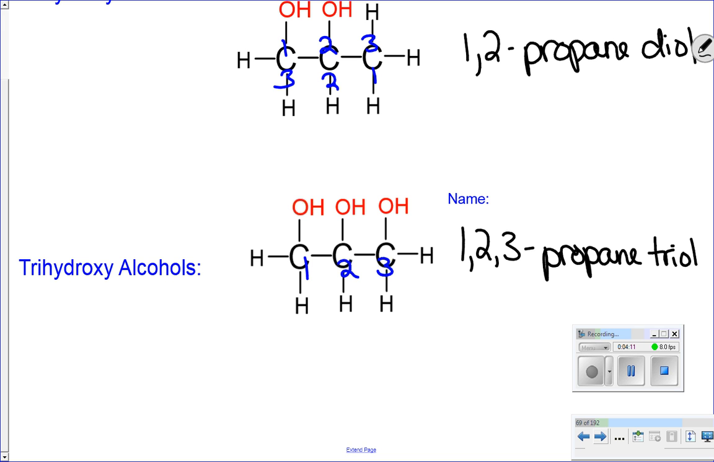When we're naming these again, if it's 2 hydroxy groups, it's diol, 3 hydroxy groups is triol, and we do not change our typical alkane base. We just use those numbers in front to tell where those hydroxy groups are attached.